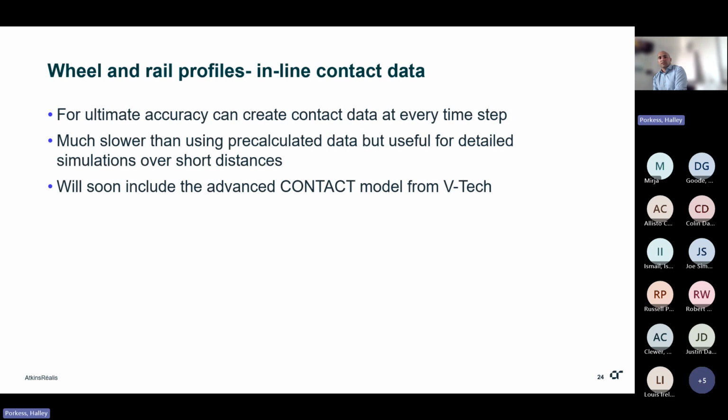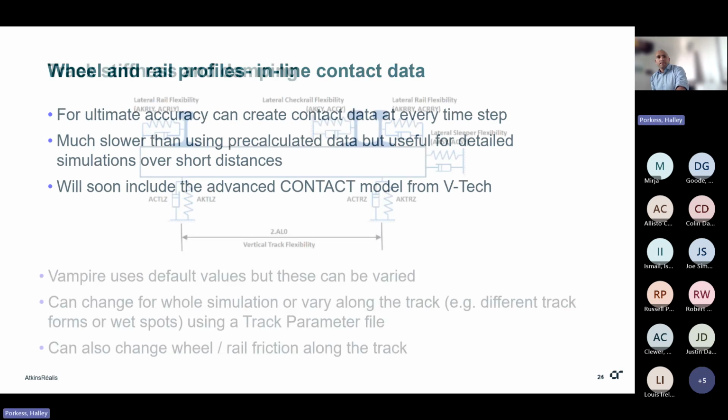As I mentioned earlier, our next release of Vampire will contain what's called the contact model. This has been developed by another party, but it's a very highly detailed wheel-rail interface model. So that will allow things like wheel flats and dated rounds to be modelled. Again, very highly detailed.